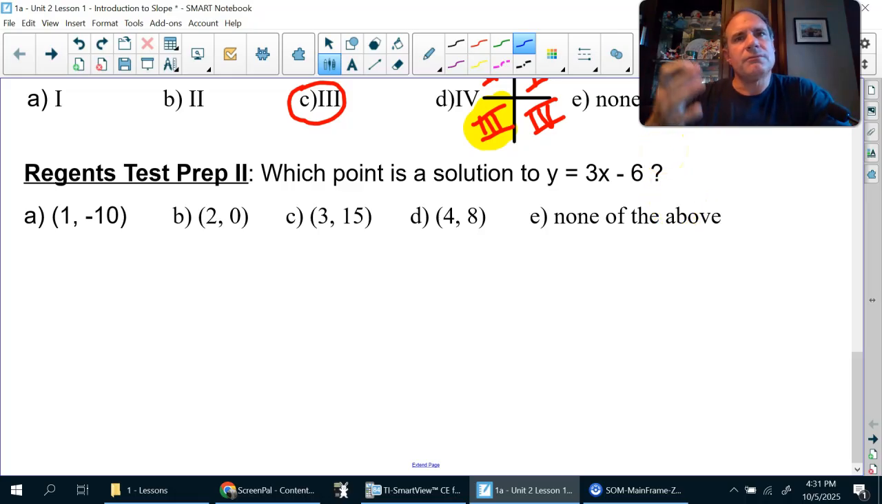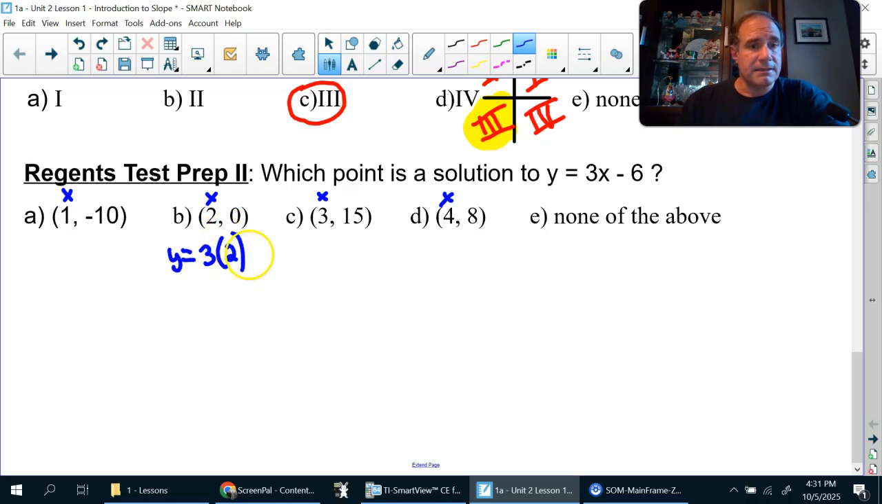Well, don't worry about how you do this question. You just substitute, right? Remember, this is your x. This is your input. So if you put one input in, that means they have to give you an output that is here. So I'm going to start with 2 because I don't like this negative 10. So y equals 3 times 2 is 6, minus 6. So 6 minus 6 is 0.